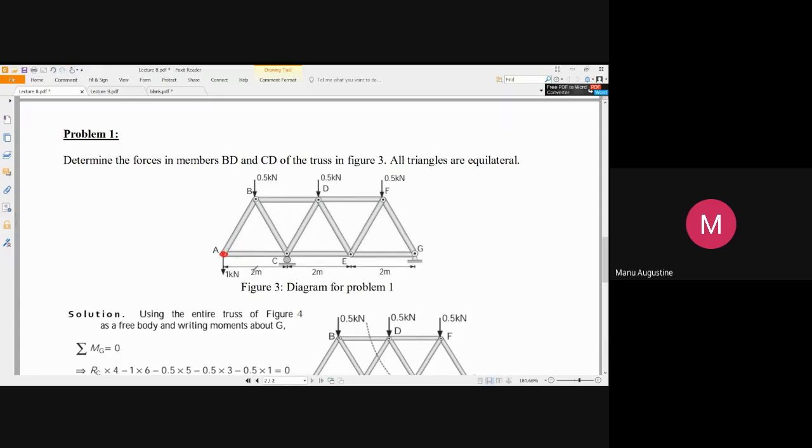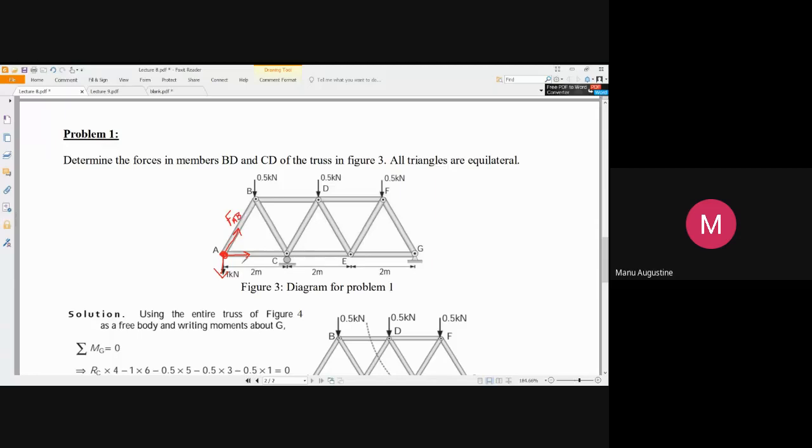Because the rule of method of joints says that the joint that is presently under consideration, or the joint that you are analyzing at a time, should contain at least one known force. So one known force is already present on joint A, and it should not contain more than two unknown forces. So there are only two unknown forces, FAB and FAC. So joint A is an ideal candidate for starting the method of joints.